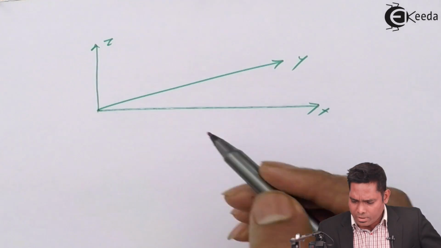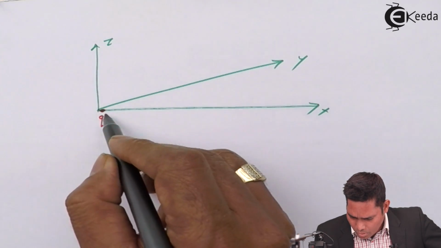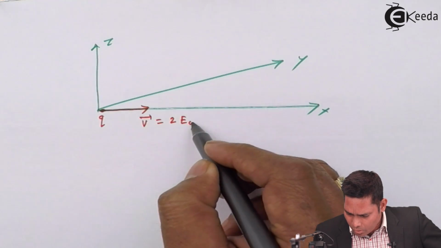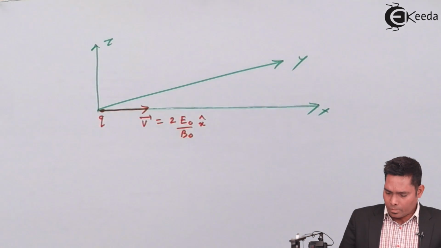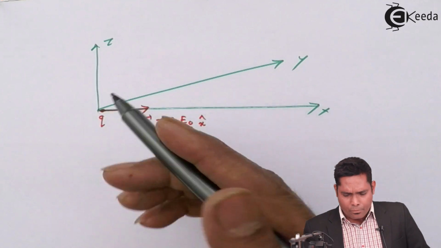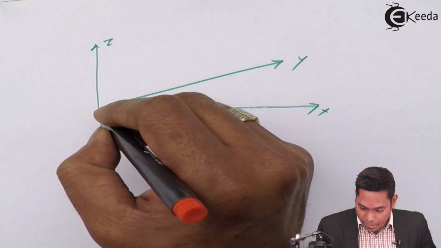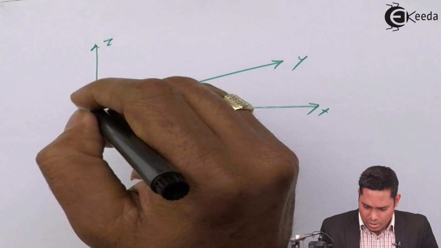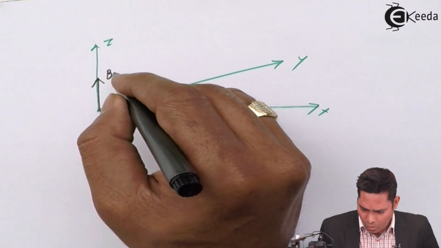The velocity of the particle is along x direction, so the proton, the positive charge q is along this direction with a velocity v equals to 2 e naught b naught x cap. In this direction I am projecting the particle, and where is the magnetic field? I forget about the electric field for the time being. I'm thinking of just the magnetic field, and the magnetic field is along this direction, that is B naught Z cap.